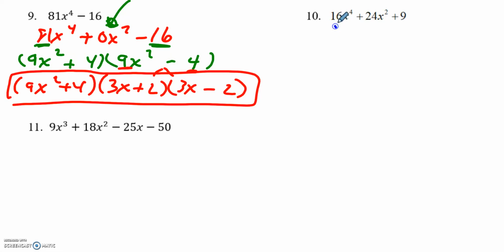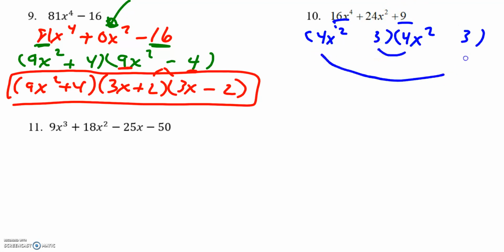Number 10, I look to see if I have a greatest common factor. I don't. Can't group it. I notice I do have perfect squares on the ends, so I'm going to go ahead and make my 2 parentheses. What times what gives you 16x to the fourth? 4x squared times another 4x squared. What times what gives you 9? 3 and 3. Just like the previous examples, I notice that I have a 12x squared and a 12x squared. To get a 24x squared, I need to put positives on both those 12s.